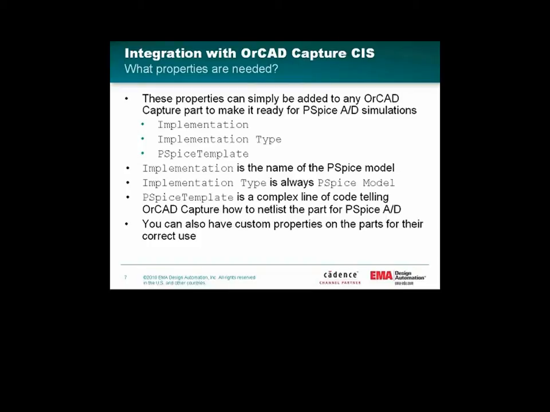The three properties that you need to have in your CIS database to manage PSpice start with implementation. Implementation is the name of the PSpice model, the name of the model that you're actually pointing to. If you're pointing to some diode, you would give the name of that diode. That would be your implementation value. Implementation type is always PSpice model. So for PSpice parts, implementation type is always equal to PSpice model, so that one's pretty easy.